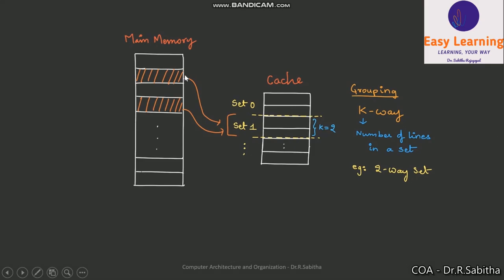And the direct mapping concept is used where the blocks will be placed into either set 0, set 1, set 2 and so on. Inside this set, you will have the freedom to store either in the first line or in the second line of the respective set. This is where the associative mapping concept is used. So it is an amalgamation of direct mapping and associative mapping.